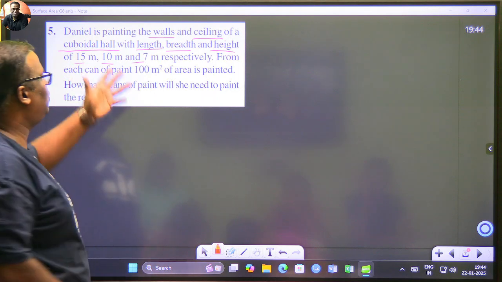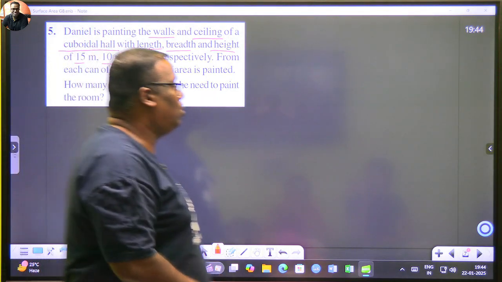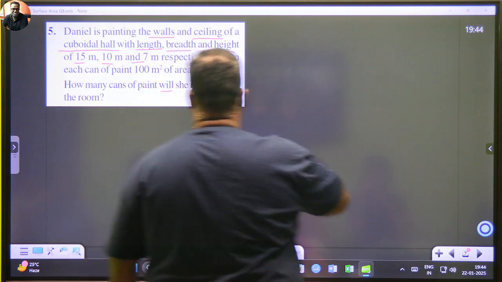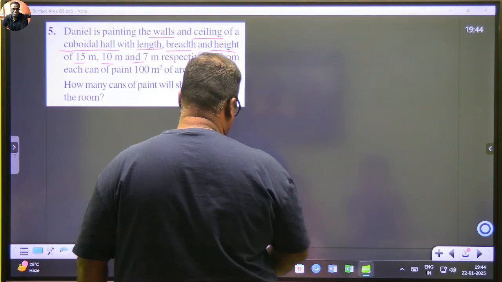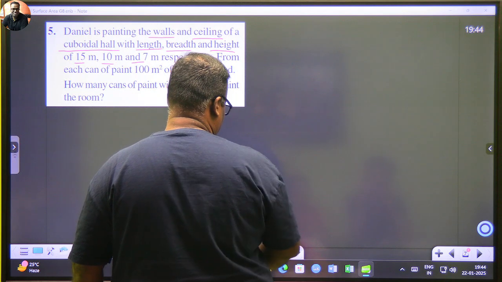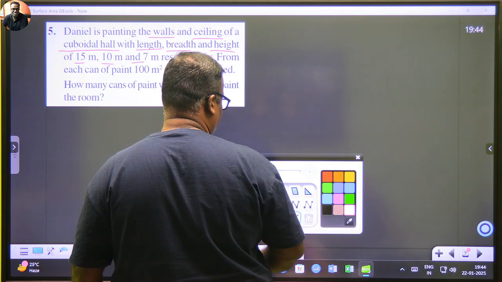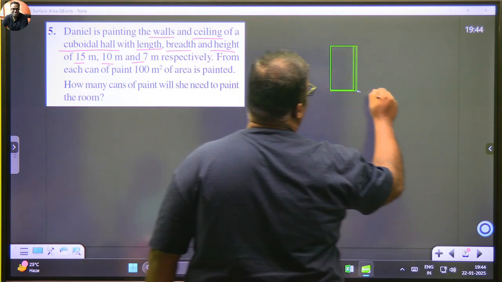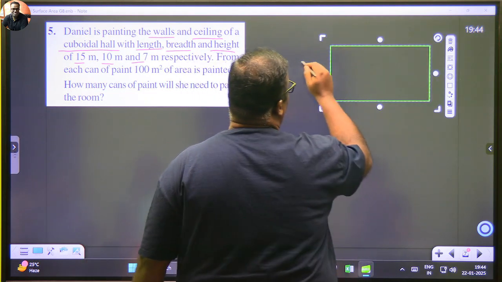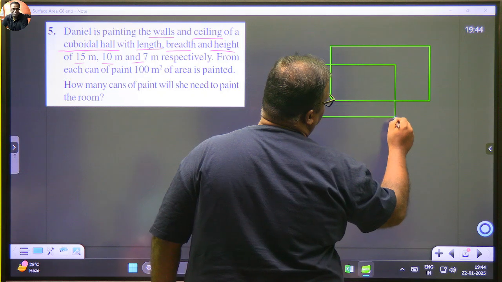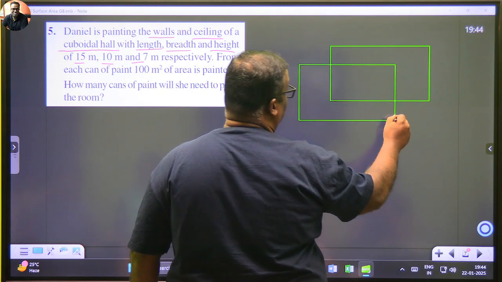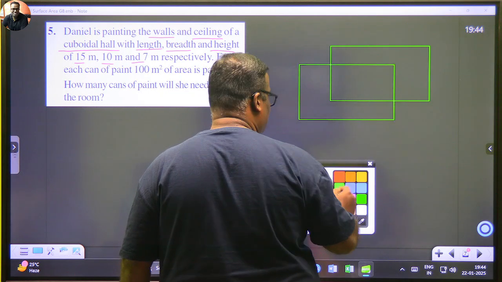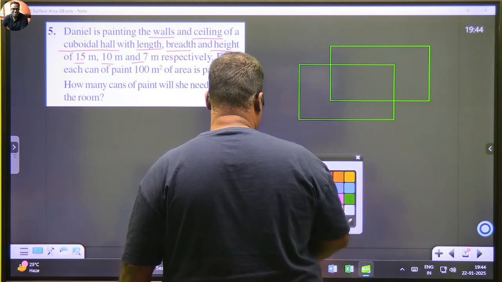From each can of paint, 100. Then she is also, or he or she, what is it? She. Daniel she कैसे होता है? Daniel he होना चाहिए. अरे पता नहीं, हो सकता है. We don't have knowledge. Okay, let's see. Daniel he कैसे हो गया? So Daniel is actually painting a cuboidal room. Agreed? हाँ, नीचे का काउंट नहीं कर सकते because we never paint our floors. Good. God has blessed you with so much of brain, यार. मजा आ गया.